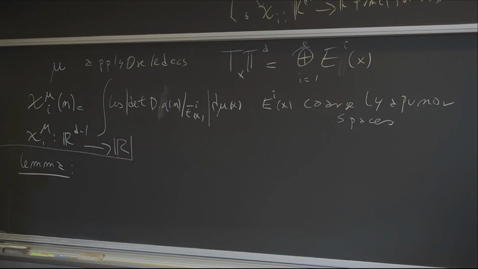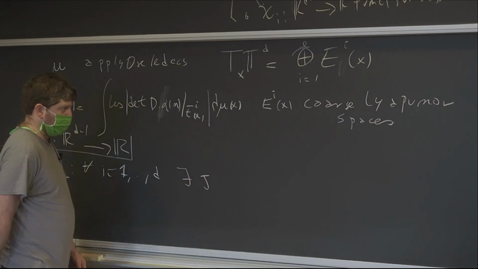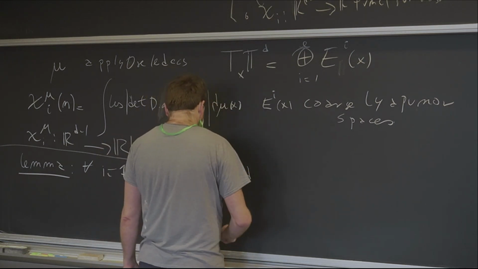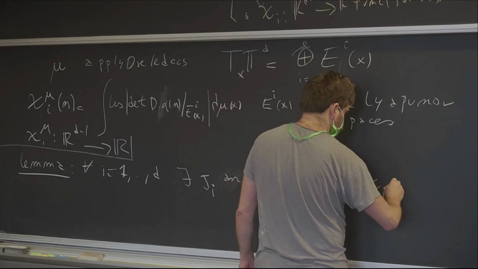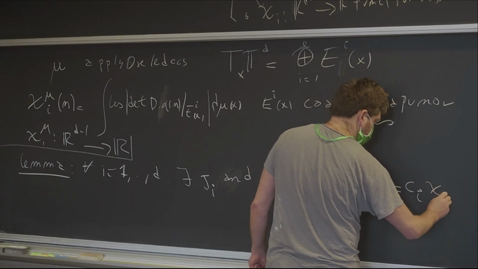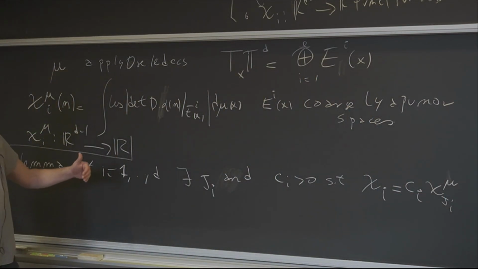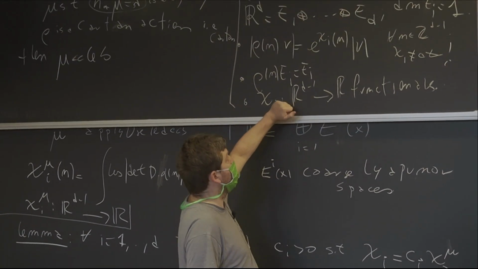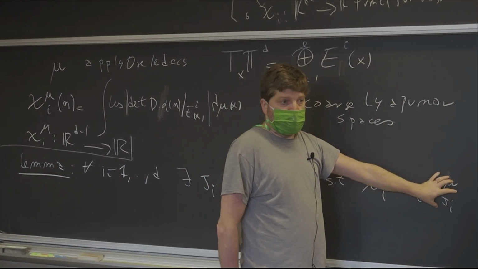Now, the following lemma is a corollary of our discussion, but I will give two proofs. For every i from 1 up to d, there exists a j and a positive number c_i such that chi_i is c_i chi_j. So each coarse exponent from the linear, and for the linear the coarse are the same as the non-linear, even though I didn't say that, is a consequence of this. Each coarse is proportional to some guy above.